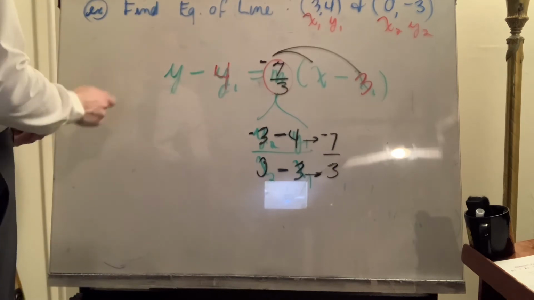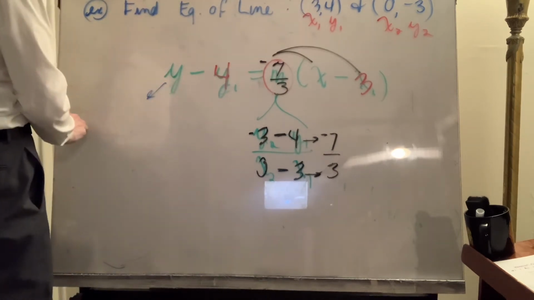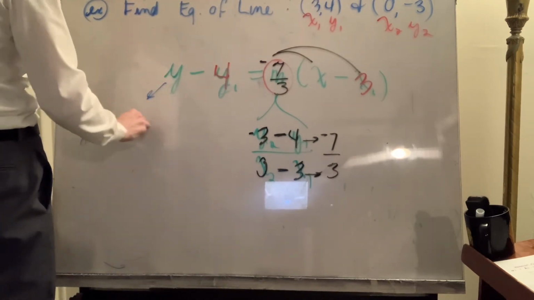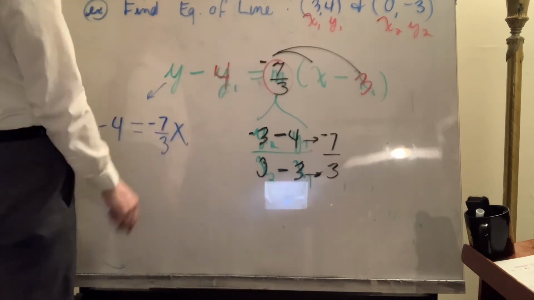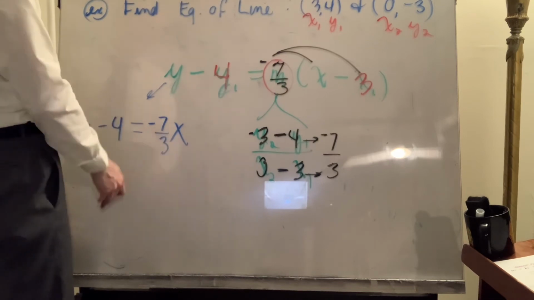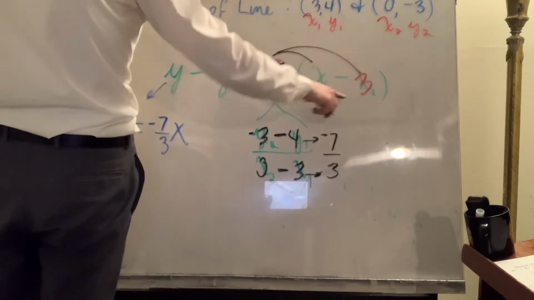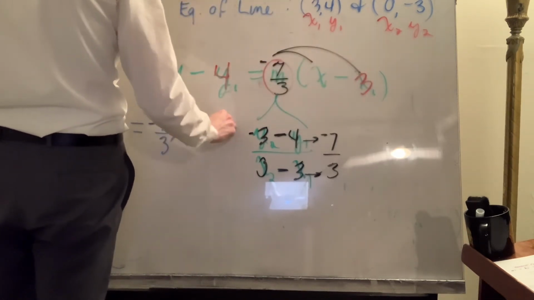All right, what does that mean? It means that this is going to be y minus 4 is equal to negative 7/3 x, big X, just not, don't attach it to the bottom. And then the 3's would cancel and you'd be left with positive 7 in this case.